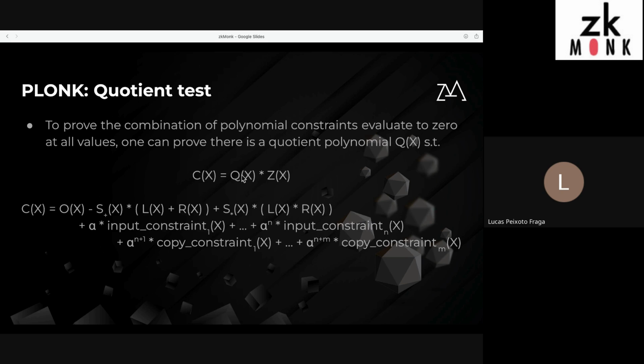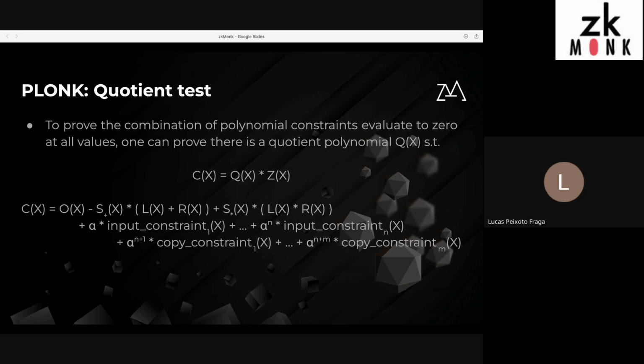We are basically removing the zeros from this polynomial and disclosing the quotient of this operation, right? Because the remainder should be 0. And well, this is enough to show that this combination polynomial is equal to 0, but how can we evaluate this in a way that is fast and that is zero knowledge compatible?